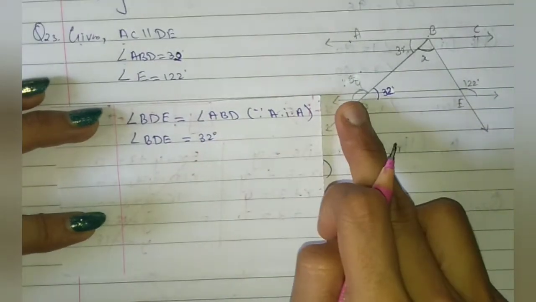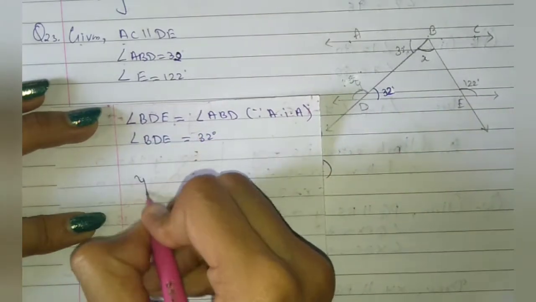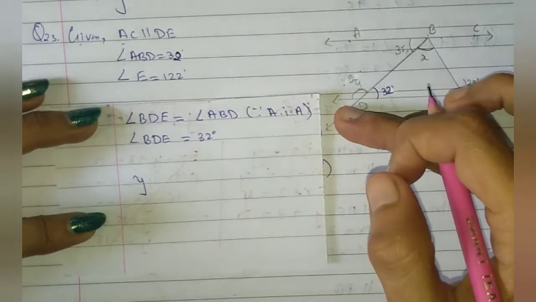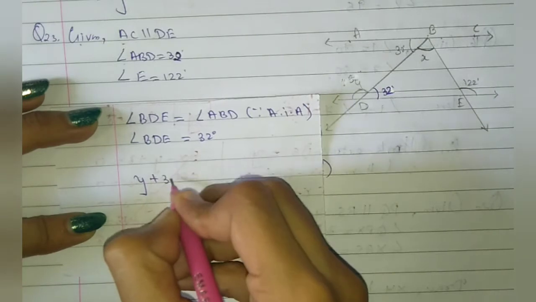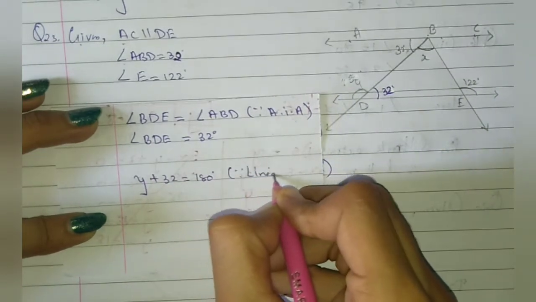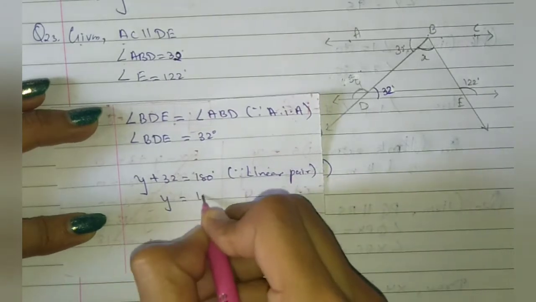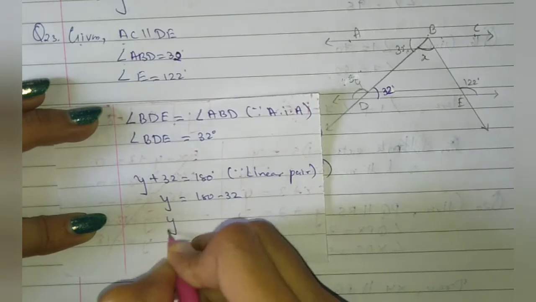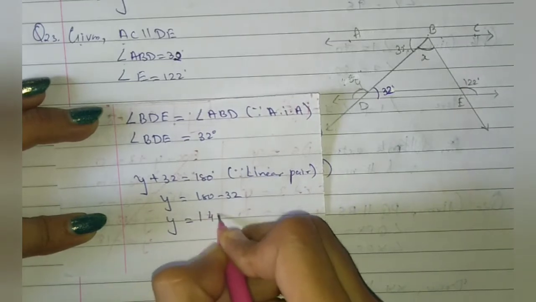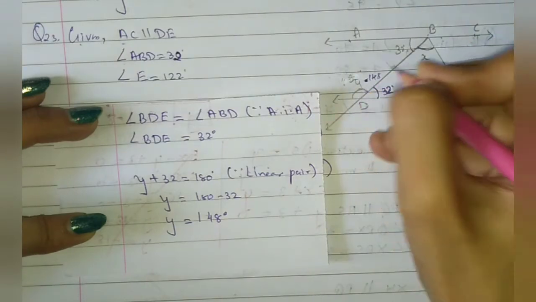Now this is linear pair. Y plus 32 equal to 180, why? Because it is lying on straight line. So y plus 32 equal to 180 degree. Reason is linear pair. So y equal to 180 minus 32. So y equal to 148 degree.